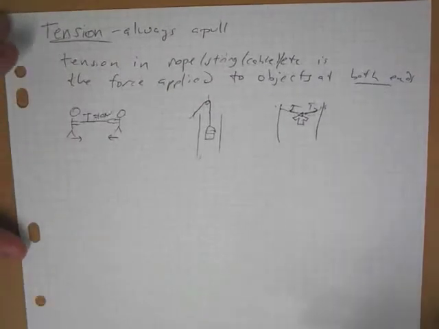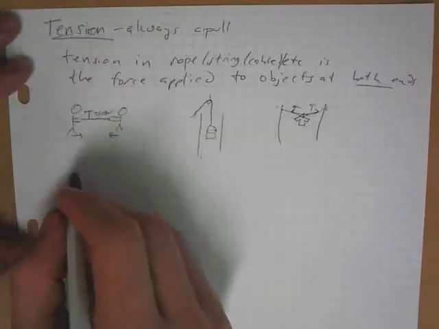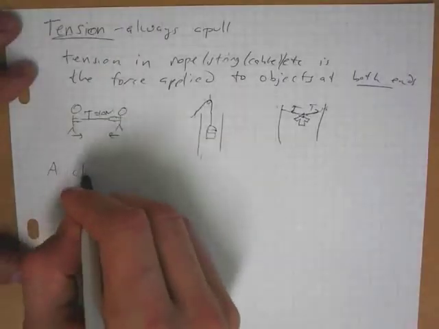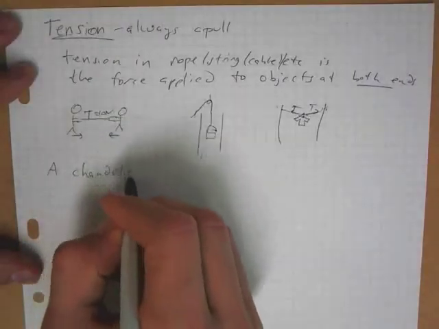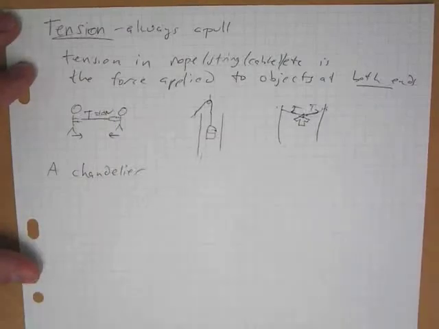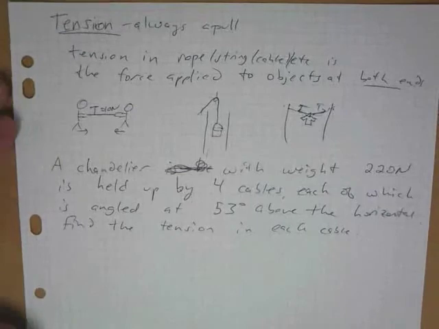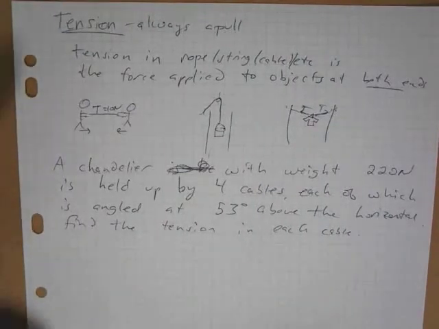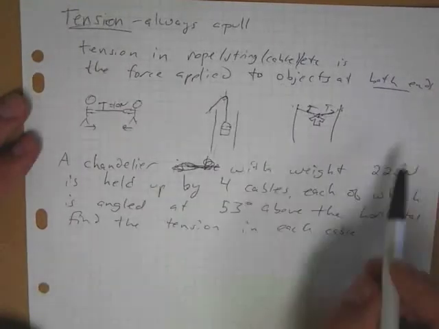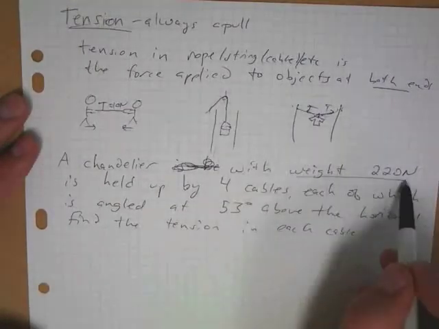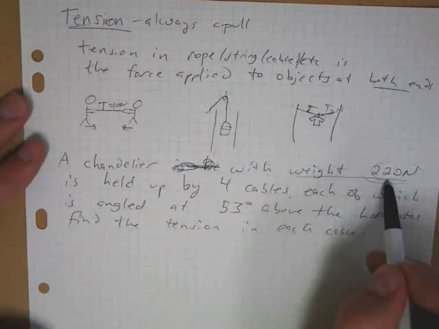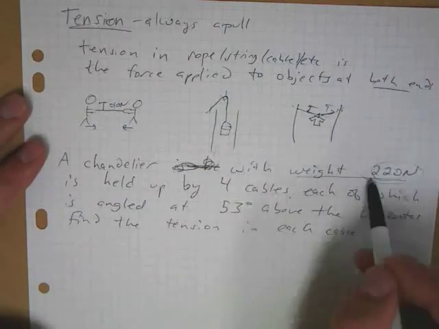Let's say, for example, we have a chandelier weighing 220 newtons, held up by 4 cables, each of which is angled at 53 degrees above the horizontal. Find the tension in each cable. I wanted to throw this in here because remember, weight is a force. So if you're given a weight of 220 newtons, you don't have to multiply by 9.8. 220 newtons is the gravitational force acting on the chandelier.